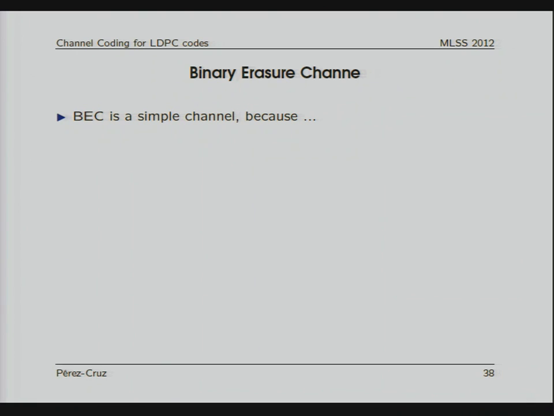The BEC is a simple channel. For example, there is another channel called the binary symmetric channel that maybe some of you have seen, in which if I get a zero, I have probability 1 minus p that it came from a 0 and probability p that it came from a 1.